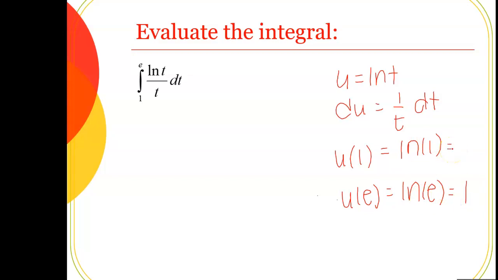Do I know the ln of 1? 0. Ln of e is 1, because they're inverses of each other. So they'll cancel and become 1. So my new bounds are 0 to 1 of u du.